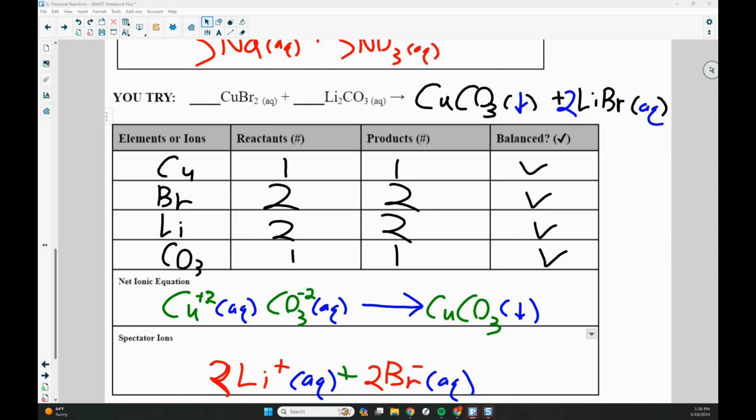Okay, give the practice problems a try on pages 48 and 49. The equations have already been balanced for you, so you're just focusing on steps 4 and 5 today.